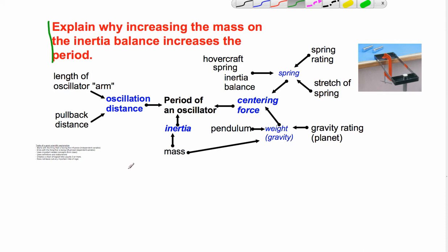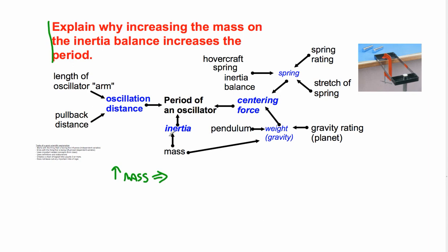Alright, we're going to start doing this in the usual shorthand symbolic form. Again, a good scientific explanation starts with the independent variable. So why does the mass? We're going to say, an increase in mass causes, and now I can see from my chart here that it causes an increase in weight, but for the inertia balance, weight is not the centering force, and as a result, centering force will not be a factor affecting the period. Similarly, if I assume that I'm keeping everything else constant, then these things are not changing, and so they will not affect the period.